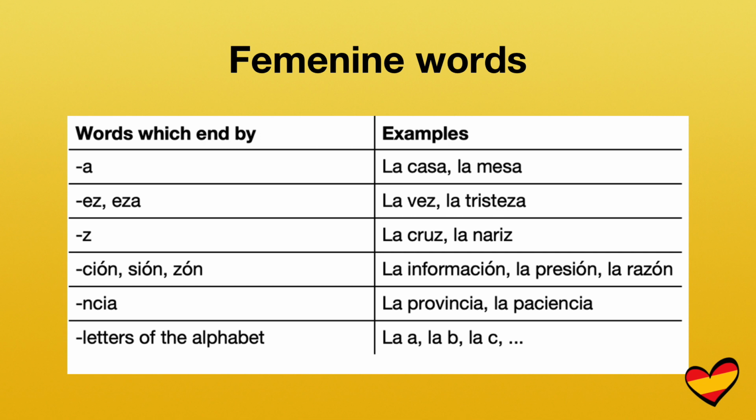Words which end by ncia, N-C-I-A. So, la provincia, la paciencia. And then, also the letters of the alphabet, for example, la A, la B, la C, we say it like this, with the article la, which is feminine.